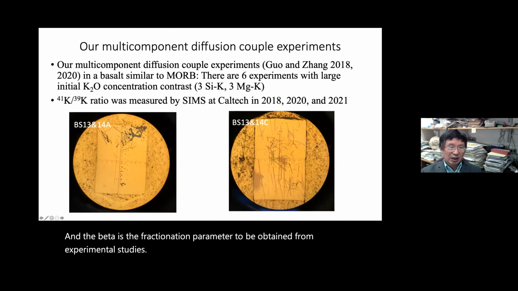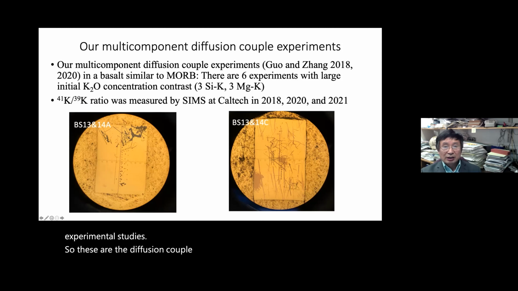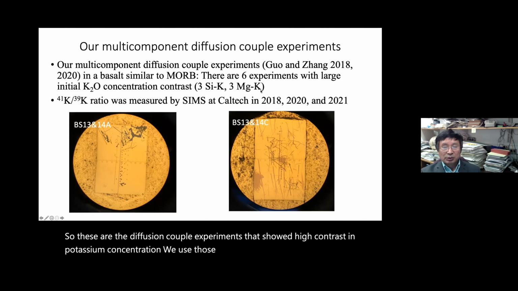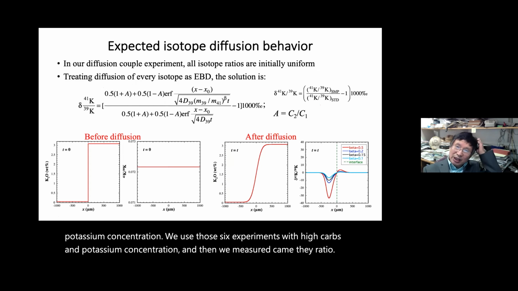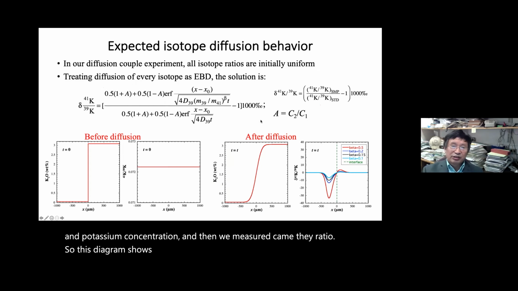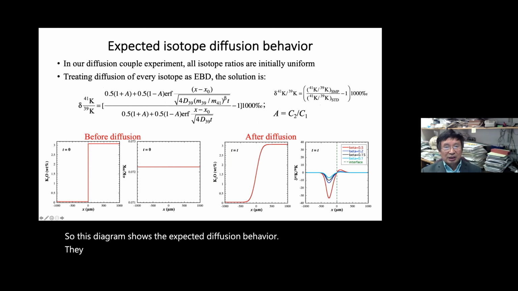And beta is a fractionation parameter to be obtained from experimental studies. So these are the diffusion couple experiments that showed high contrast in potassium concentration. We used those 6 experiments and then measured the isotope ratio. This diagram shows the expected diffusion behavior, if the diffusion of each isotope can be treated as effective binary diffusion.